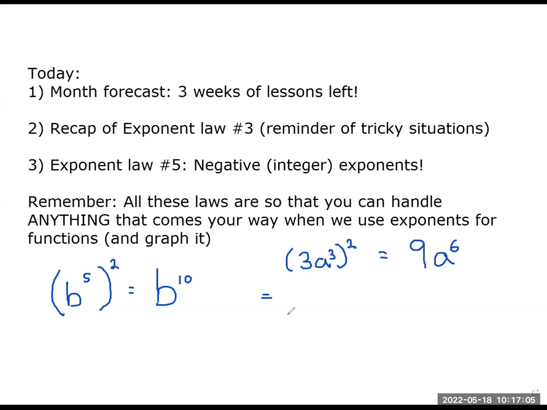Let me try to explain. This is the same as saying 3a cubed multiplied by 3a cubed, which is the same as 3 times 3, a cubed times a cubed, 9, a to the 6. An easier way we can do this is assume that the 3 has a power of 1. This 2 multiplies with both of these. Just be careful.